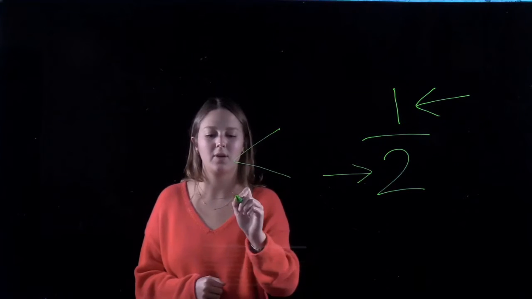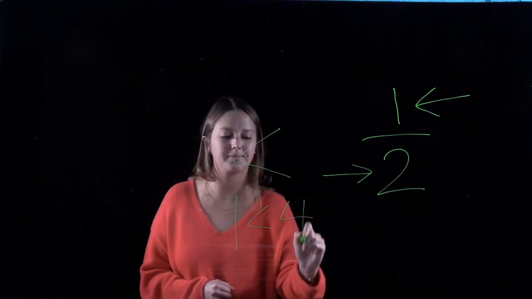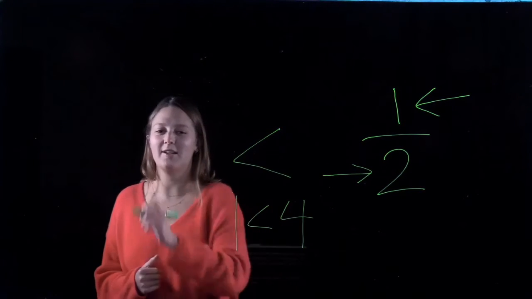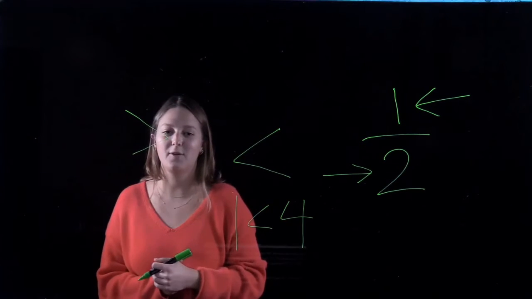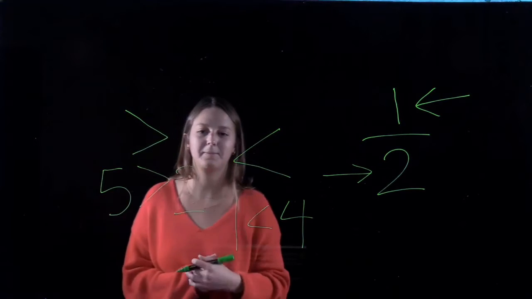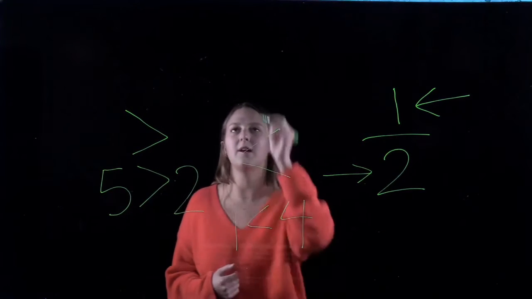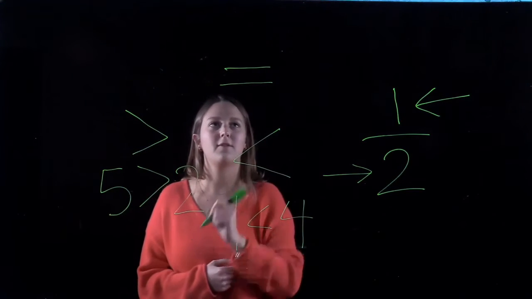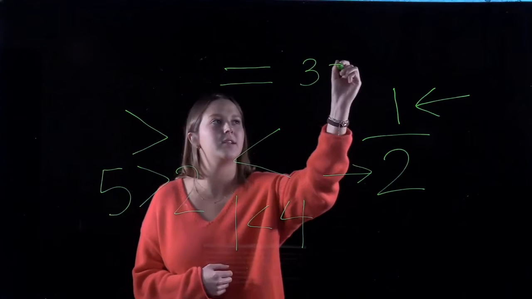So for example, 1 is less than 4. And using the greater sign, for example, 5 is greater than 2. And finally, we use the equal sign. For example, 3 is equal to 3.